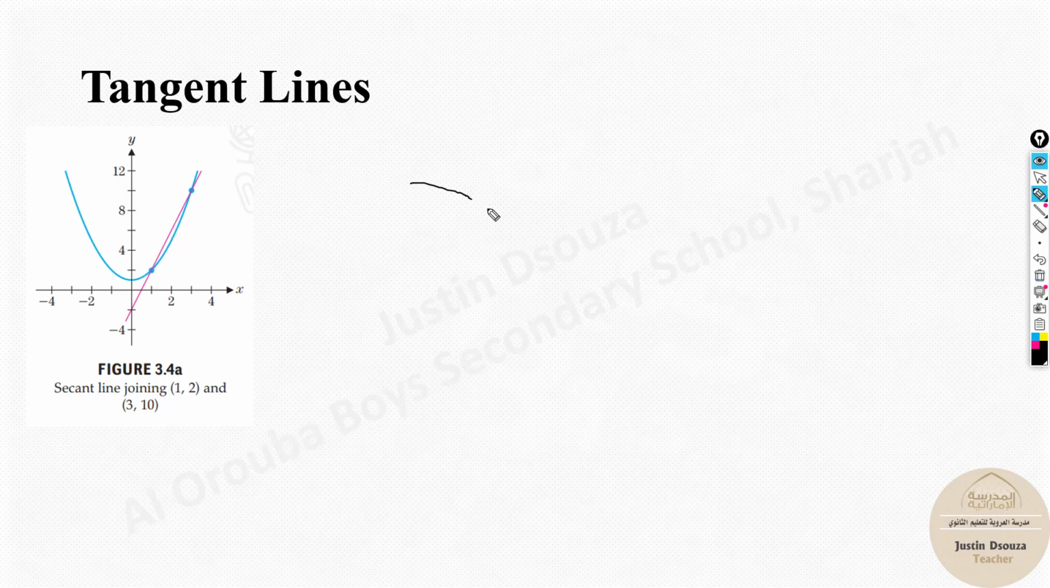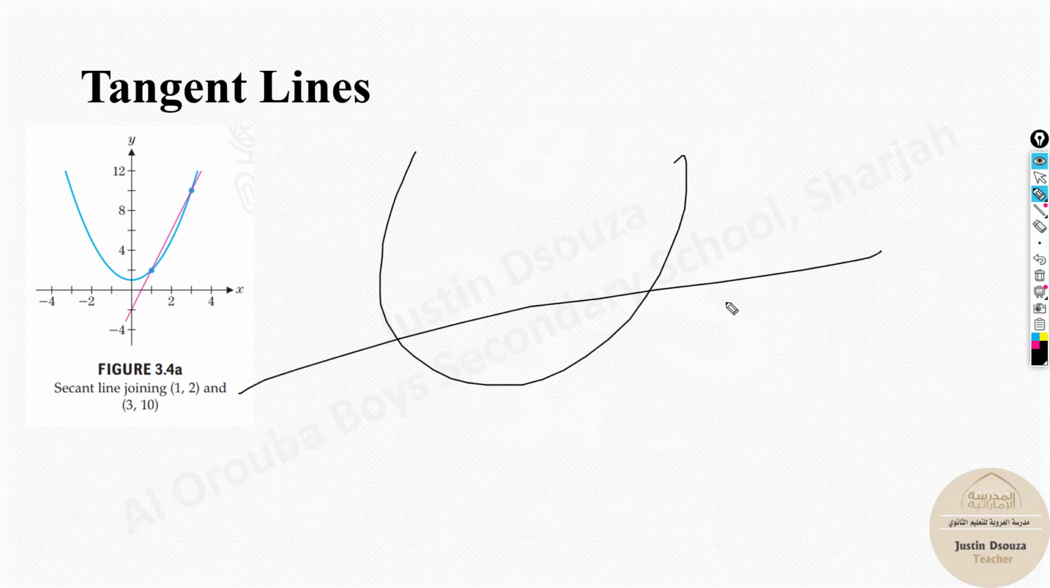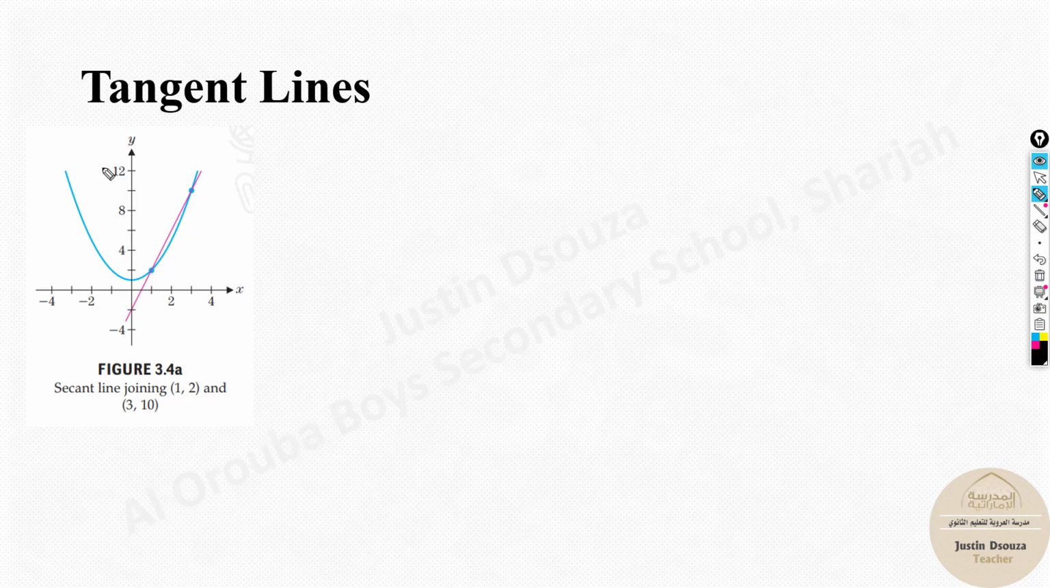So now if there is a curve, say like this, and I want to draw a tangent over here, it must be such a line that it just touches one point over here and then it doesn't touch it inside. Now here, this is a secant line which cuts at 2 points, right? This is a secant line, it's not a tangent line.